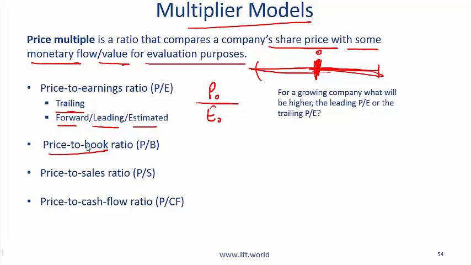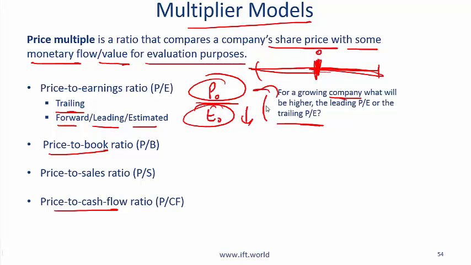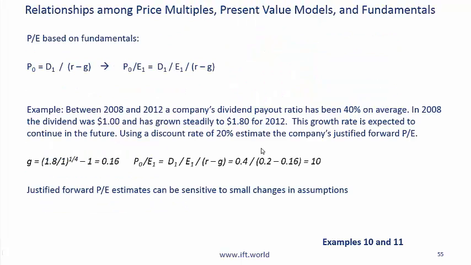Price to book is price divided by the book value. Price to sales is price over sales. Price to cash flow is price over cash flow. For a growing company, what will be higher, the leading PE or the trailing PE? Note that for a growing company, the trailing PE will always be higher. Why? Because P is the same. For a growing company, the old E is going to be lower, so the ratio is going to be higher.